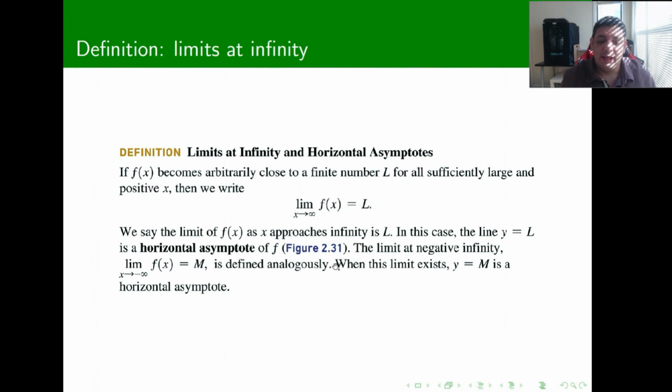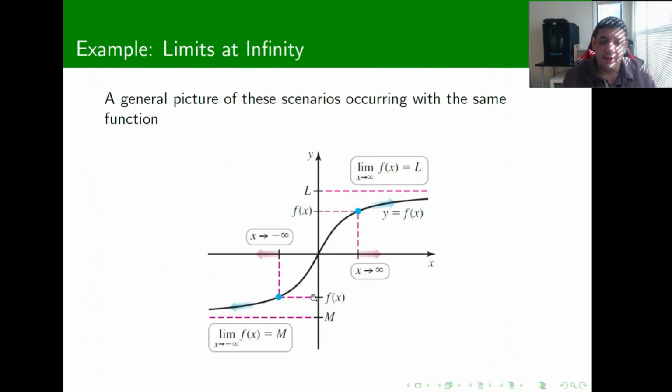Similarly, if the limit at negative infinity is some number m, we can define that analogously and say that y equals m is a horizontal asymptote. Now let's take a look at an example of what I'm just saying. I'm going to take this function f, and it turns out that when I go very far, x goes to infinity, the function is going to approach the line L.